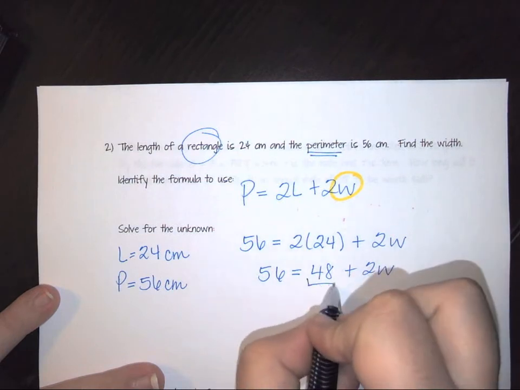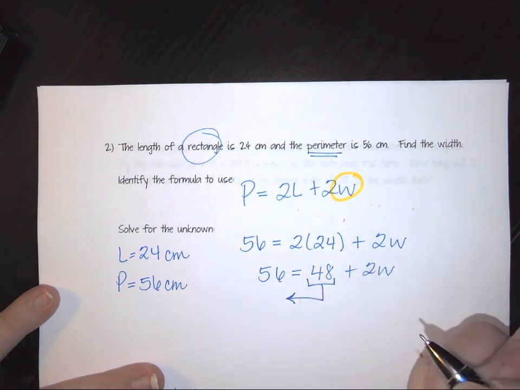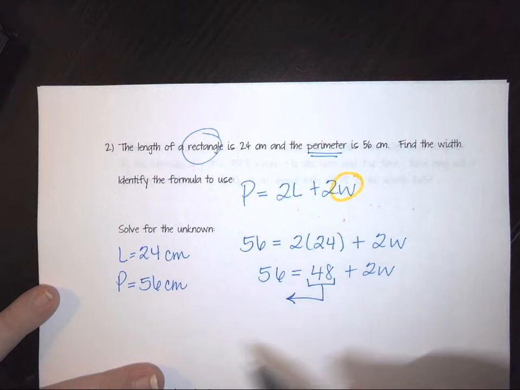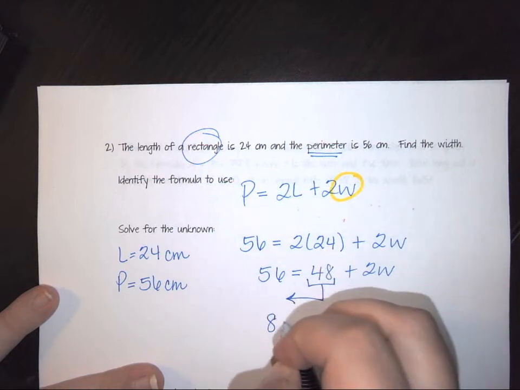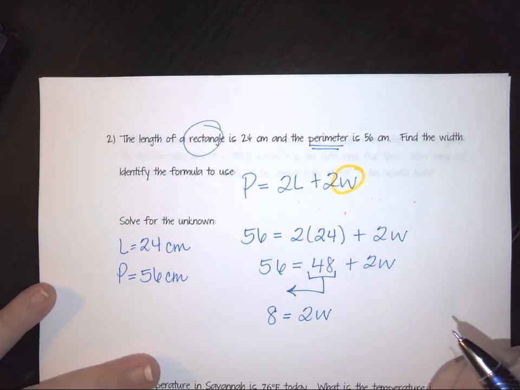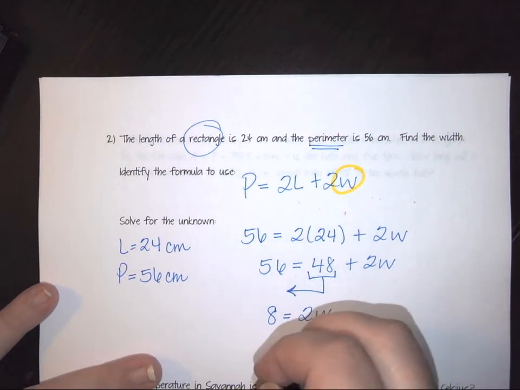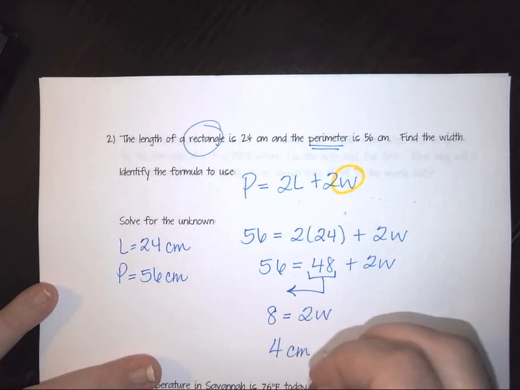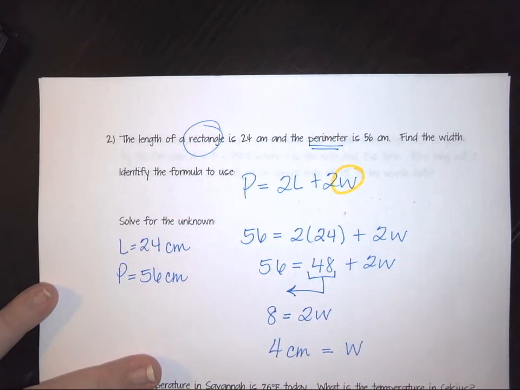I need to take this 48 and move it. Because it is positive, to move it I subtract. So 56 minus 48 gives me 8 equals twice the width. I need to divide everything by 2. So here we get that 4 centimeters equals the width. Okay.